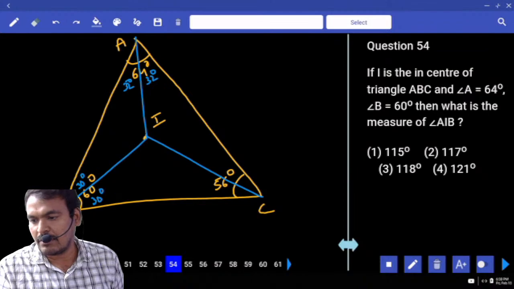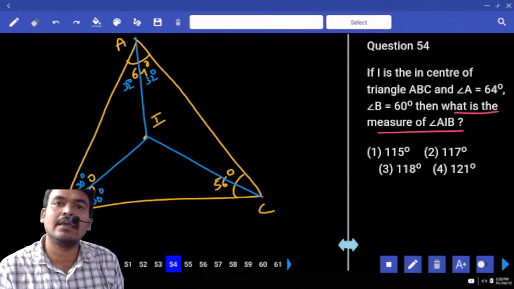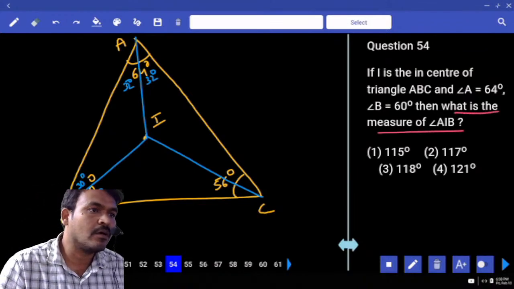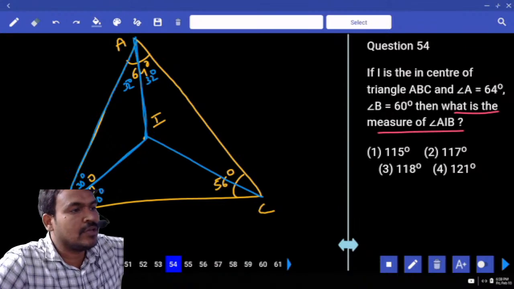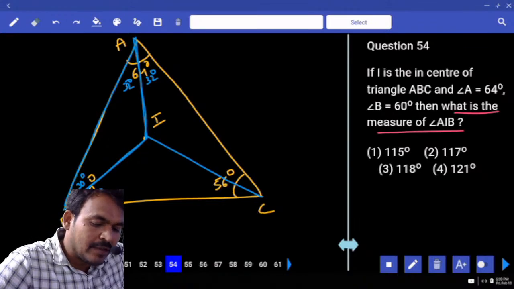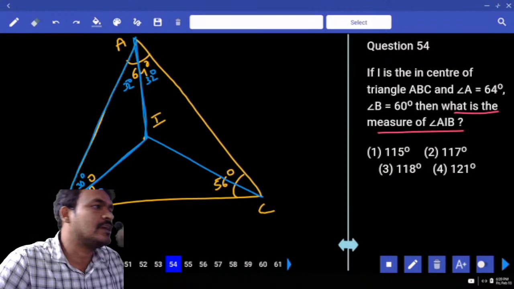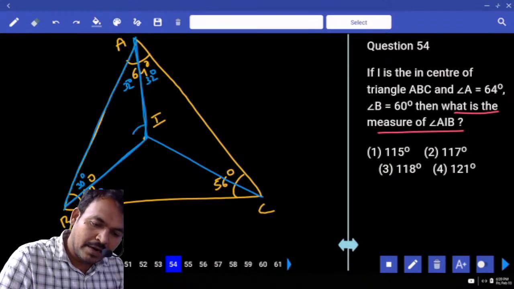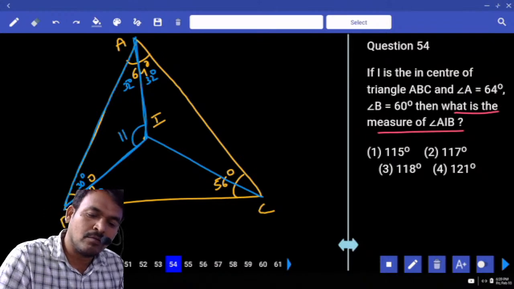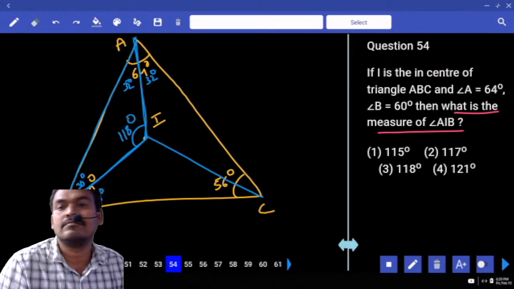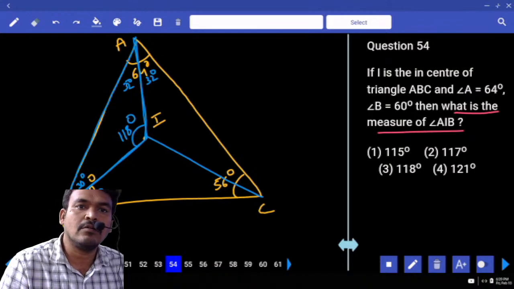What is the question here? What is the measure of angle AIB or not? Okay. Means we require the angle AIB value or not? And already we know the A value 32, B value 30, 32 plus 30, 62. We require the I value or not? 180 minus 62. What is the remaining value? 118 or not? Yes or no?